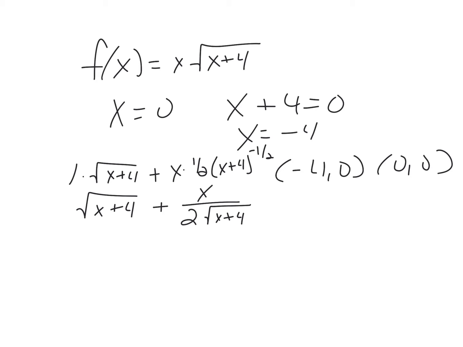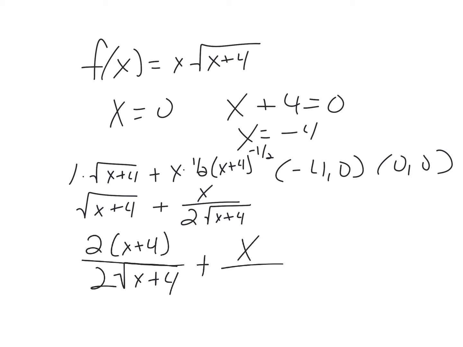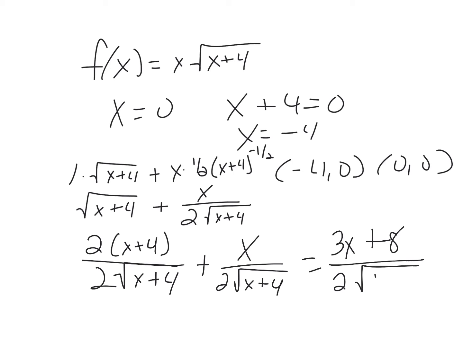I'm going to get a common denominator. Multiply the left side by root x plus 4 over root x plus 4 and 2 over 2. That's going to get us 2 times (x plus 4), because root x plus 4 times root x plus 4 is just x plus 4, over 2 root x plus 4. And then add them up, and you're going to get 3x plus 8 over 2 root x plus 4.